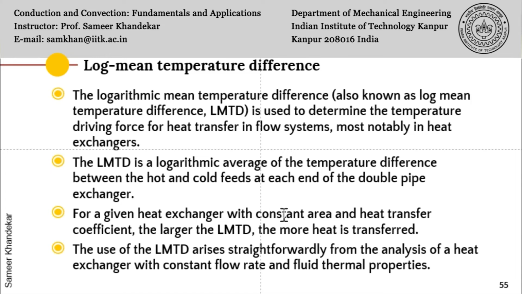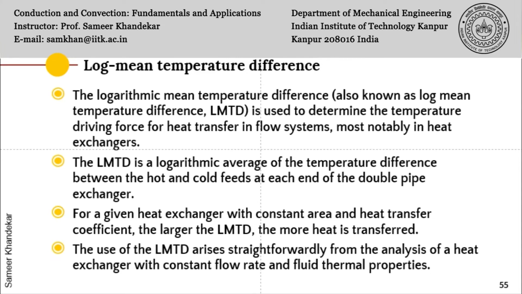So for a given heat exchanger with constant area and heat transfer, the larger the LMTD, the more heat is transferred, naturally, because Q is equal to UA into delta T, and the appropriate delta T is the LMTD. Therefore, as the LMTD increases for a given heat exchanger design, the Q will increase. The use of LMTD arises straightforwardly from the analysis of a heat exchanger with constant flow rate and fluid thermal properties, and that is what we are going to do for a parallel flow heat exchanger in the next slide.